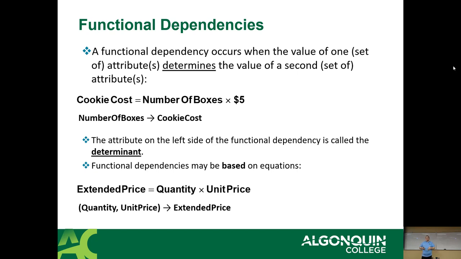All right, so cookie cost is equal to the number of boxes times $5. Therefore, the number of boxes determines the cookie cost. The attribute on the left side of the functional dependency is called the determinant. So number of boxes determines the cost.